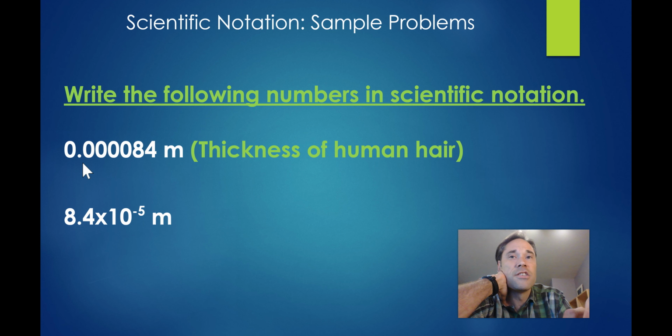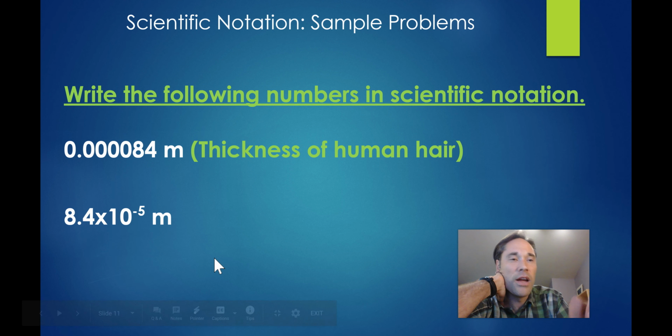So how many times? 1, 2, 3, 4, 5 is what I've got, and then I drop in that times 10 to the negative 5th. So I would divide by 10 5 times to get to this number, or I would move my decimal point over here. So negative 5th in the end.